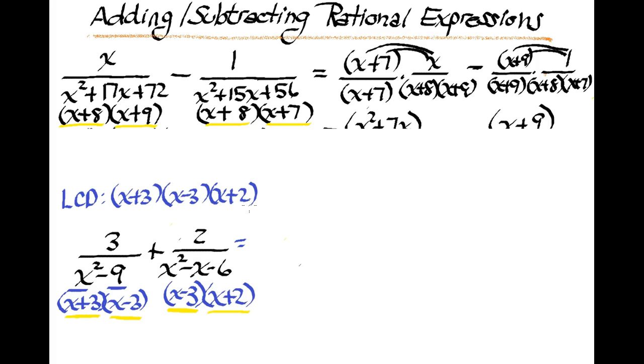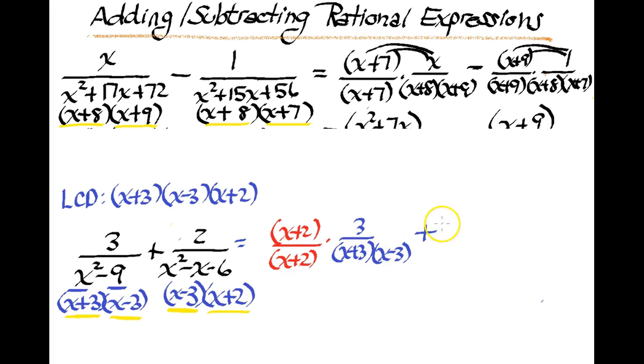So we are going to multiply the first term here. Out of the first term, we have an x plus 3 and an x minus 3. We're missing the x plus 2. So we're going to take that x plus 2 and multiply the numerator and denominator by it. And so I'm going to leave this in factored form. And I'm going to add to it.